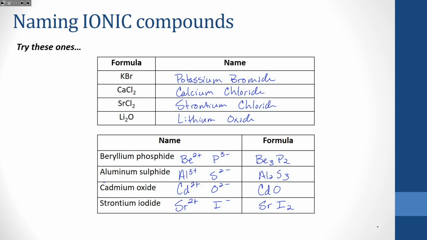So this is how we name ionic compounds and write formulas. And actually, most of the naming that we do in chemistry is for ionic compounds. There are many, many more ionic compounds than covalent ones.